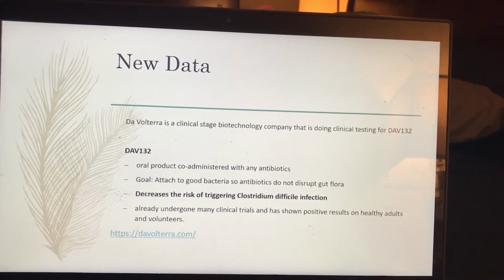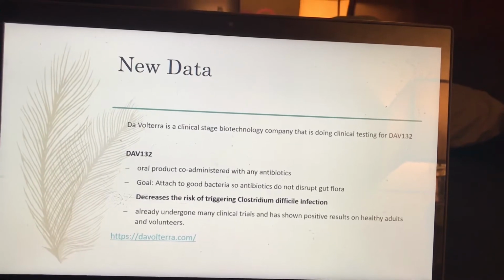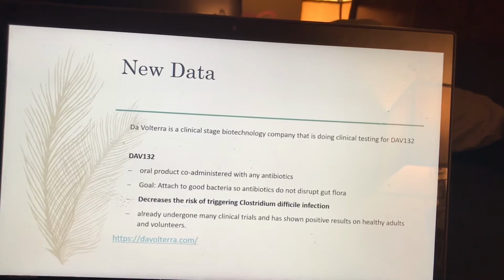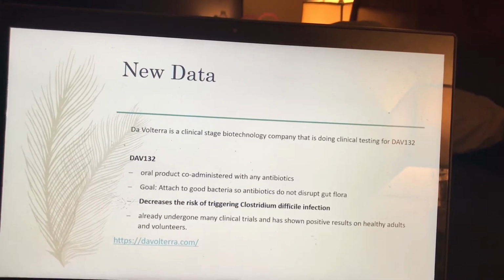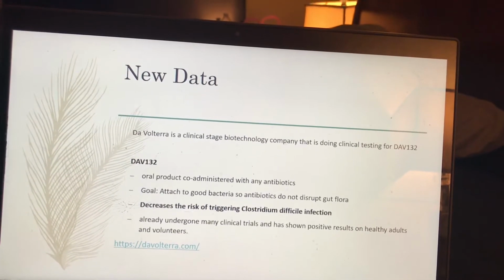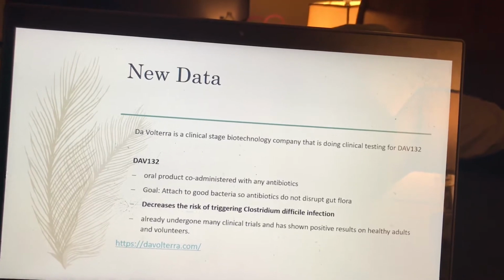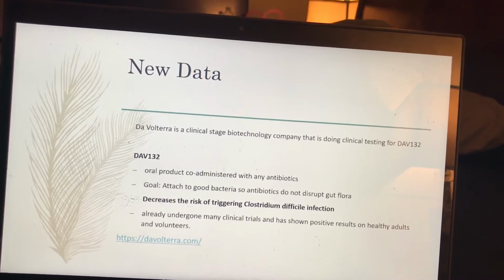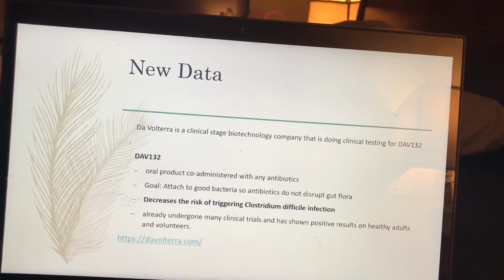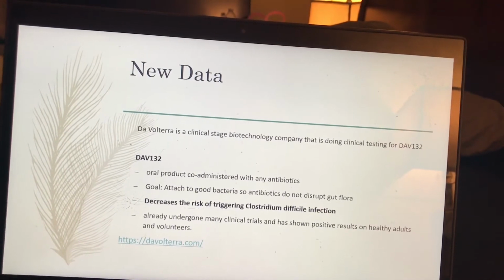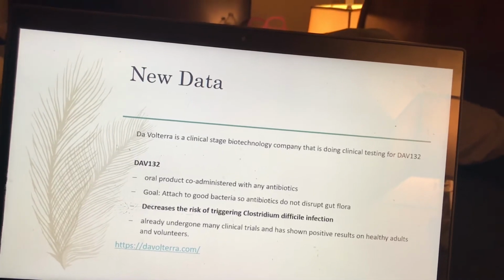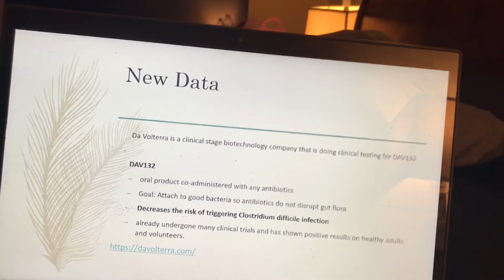The last thing that I'm going to be talking about today is my new data that I have found. Volterra is a clinical stage biotechnology company that is currently doing clinical testing for DAV-132. What is DAV-132? It's an oral product that is administered at the same time as antibiotics, and its goal is to prevent the antibiotics from disrupting the intestinal flora when still allowing the antibiotics to do its job.